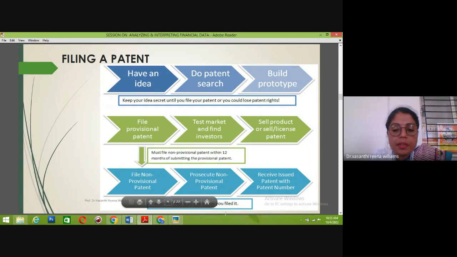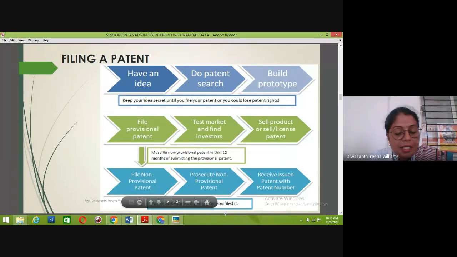So if you have come up with an idea, you have to go and file a patent. If somebody else copies it and files it before you, they will get the patent. Usually, you have an idea, and then you go search and find out if anybody else has the same kind of idea, if it has already been done.